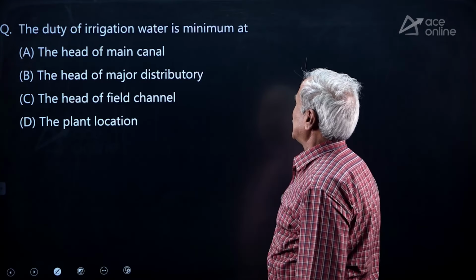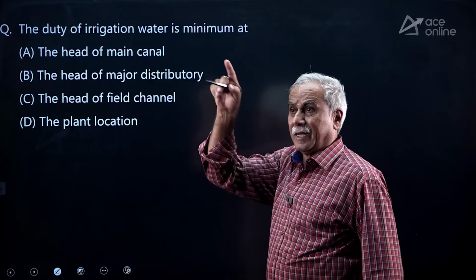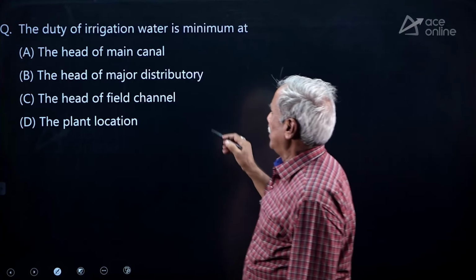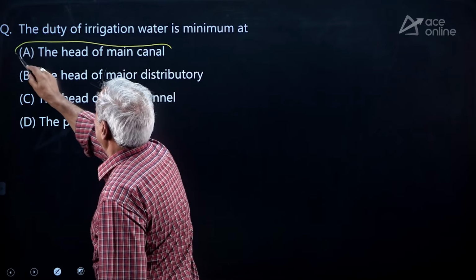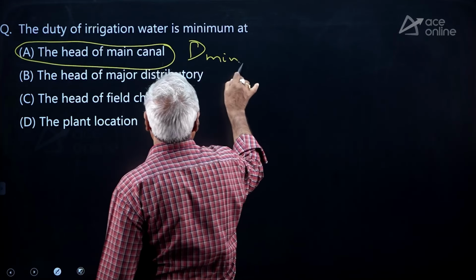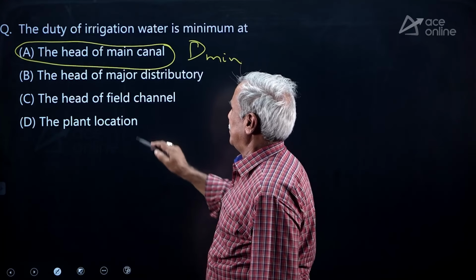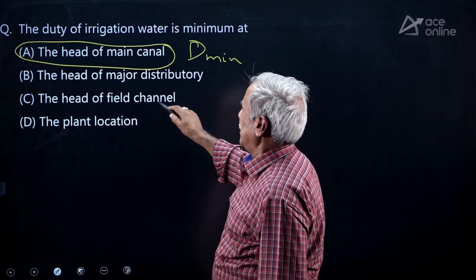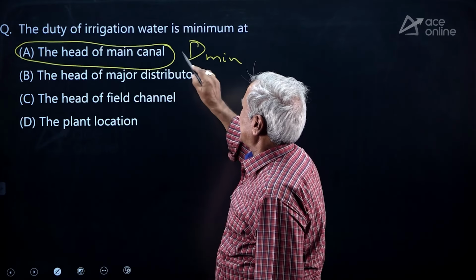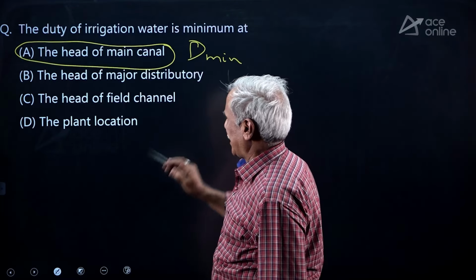The duty of irrigation water is maximum at dash, minimum at the head of the main canal. At the head of the main canal is the correct answer. Here the duty value is minimum. Plant location duty is maximum. Head of the field channel slightly less than maximum. Head of the major distributary slightly more than minimum duty. Duty is minimum at main canal.